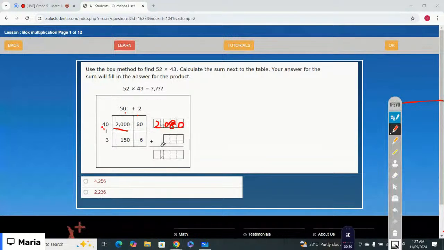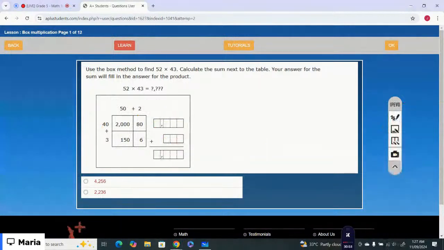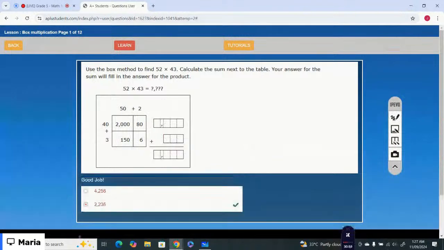Then 150 plus 6 is 156. Just add them. 6 plus 0 is 6. 8 plus 5 is 13. 1 and 1, 2. And 2, that is 2236. Option number 2 is the correct option. Yes, option number 2 is the correct option. That is 2236. Option 2 is the correct option.